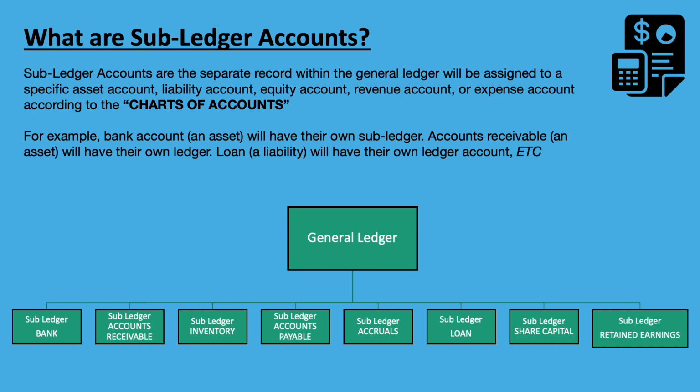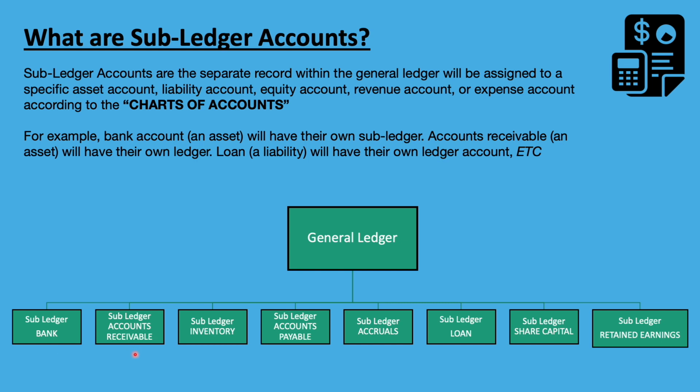The separate record within the general ledger will be assigned to a specific asset account, liability account, equity account, revenue account, or expense account according to the charts of accounts. If you have not checked out the video on the 5 different types of accounts, the link is at the top right hand corner. So for example, a bank account, which is an asset, will have their own subledger.